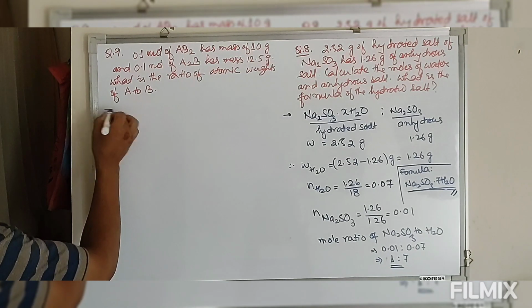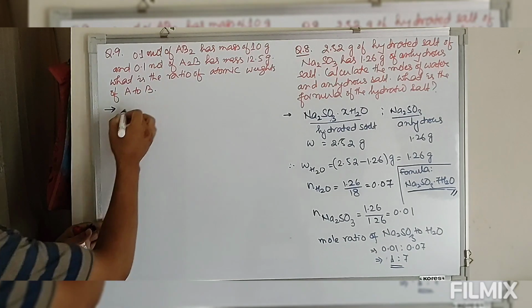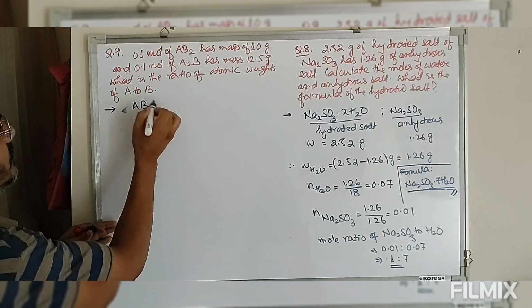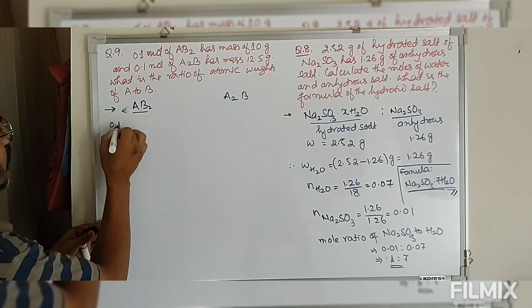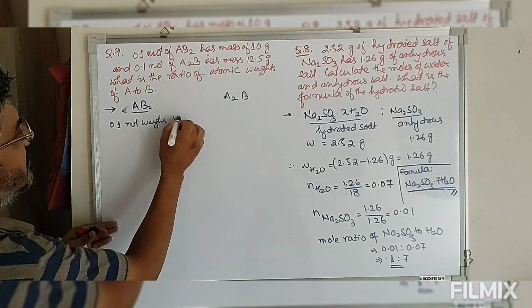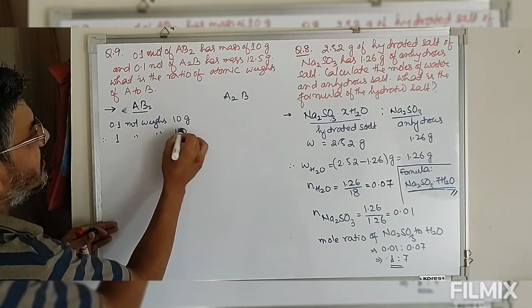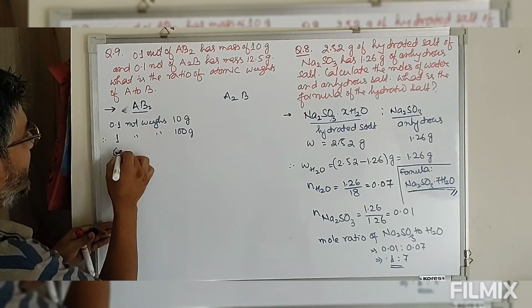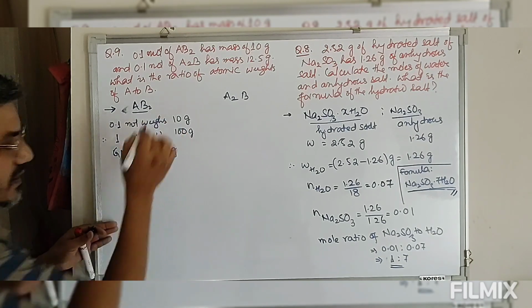So now look at this, the mass of 0.1 mole is given. So we can easily define the gram molecular mass. Suppose this is AB2 and this is A2B. 0.1 mole weighs 10 grams. So therefore 1 mole will weigh how many? 100 grams. So this is the mass of 1 mole. Therefore the gram molecular mass of AB2 is 100 gram.